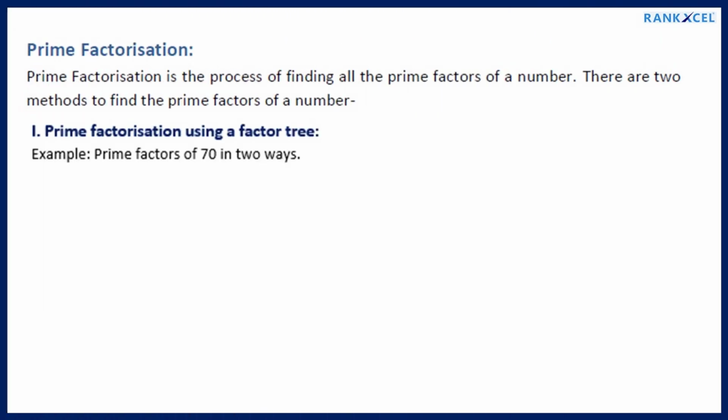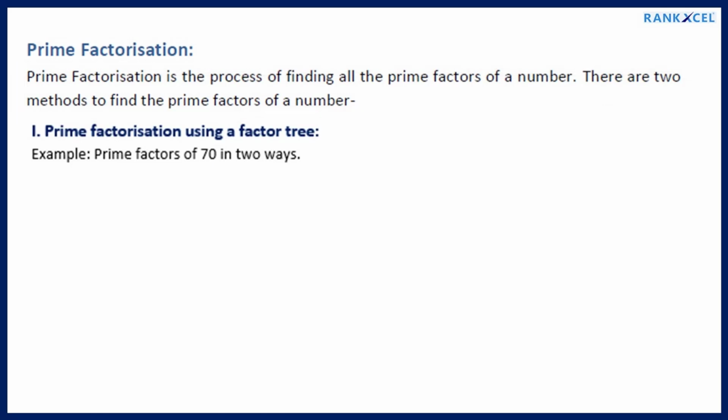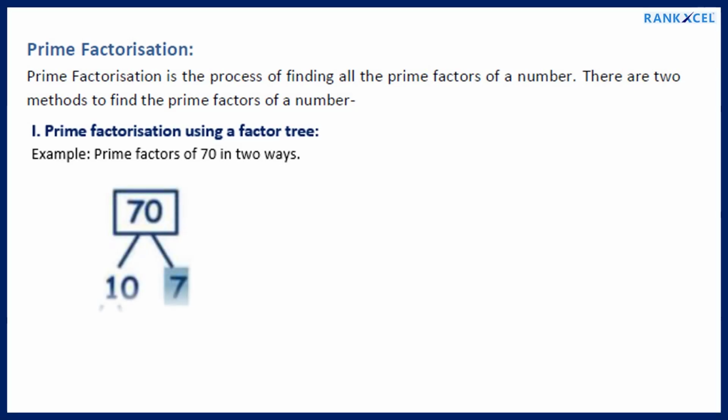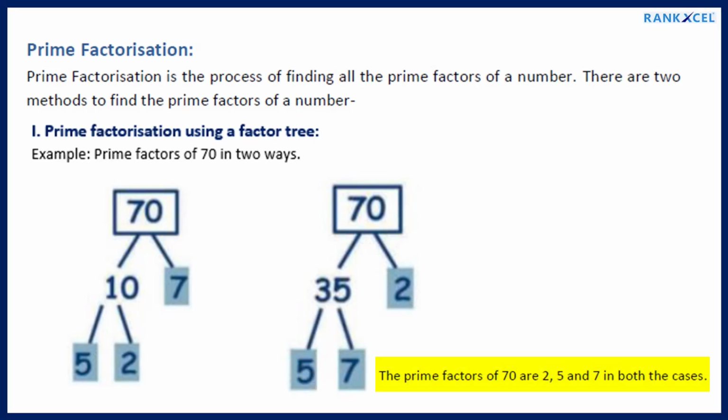Prime factorization. Prime factorization is the process of finding all the prime factors of a number. There are two methods to find the prime factors of a number. 1. Prime factorization using a factor tree. Example, prime factors of 70 in two ways. The prime factors of 70 are 2, 5 and 7 in both the cases.